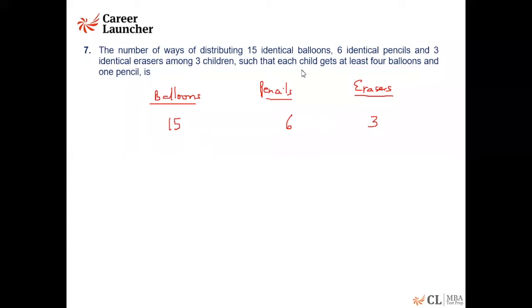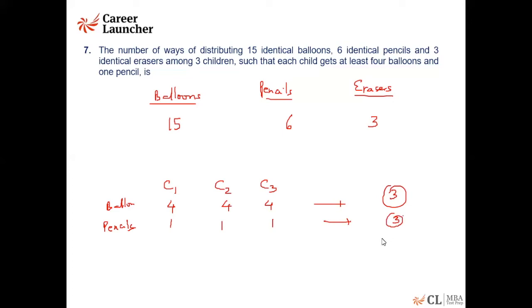We have to make sure that each child, so C1, C2, C3, let me say, each child must get at least 4 balloons. So you're going to give away 4 balloons to each of them. So you're left with 3 more balloons, and you're going to give away 1 pencil to each of them, 1, 1, 1 pencils. So you'll be left with 3 pencils. So we have 3 pencils, 3 balloons, and we've got 3 erasers.